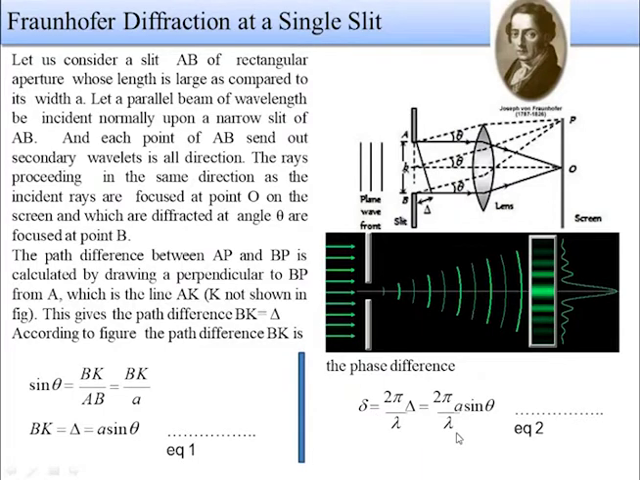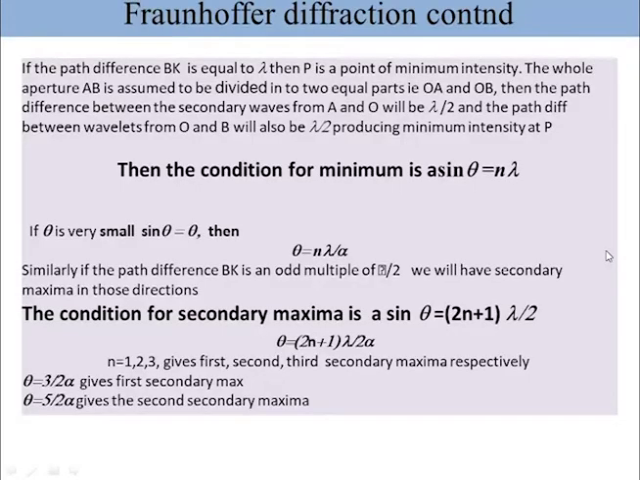So what we have got here is the path difference between the light rays coming from the point A and the point B reaching at the point P is a sine theta, and the corresponding phase difference is 2 pi by lambda into a sine theta. Okay, so the next question is, what type of superposition takes place for the secondary wavelets reaching at the point P?